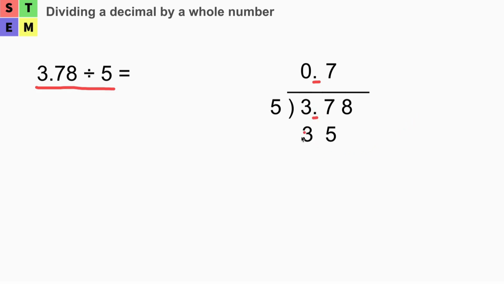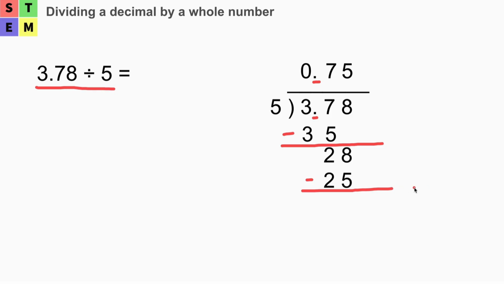And once we do the subtraction, we just need to ignore the decimal here. So 37 minus 35 equals 2, right? So we have 28 here. Now how many 5s are there in 28? We have 5. And 5 times 5 equals 25, right? So let's do the subtraction here, and we have 3.